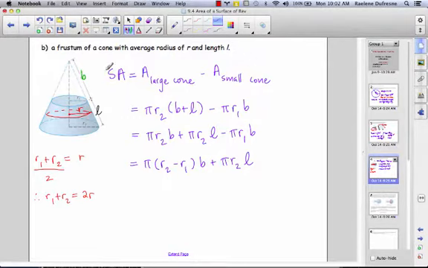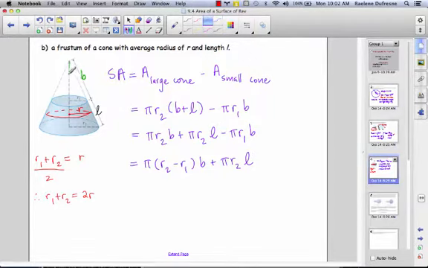From here we go back to the instructions, which say to determine the surface area for the frustum of a cone with average radius r and length l. So we somehow want to get rid of anything that's not r or l. Well, we don't have r at all, but we do know that r is related according to this red equation over here, and we don't want b either. So maybe we should come up with an expression or an equation to eliminate b.